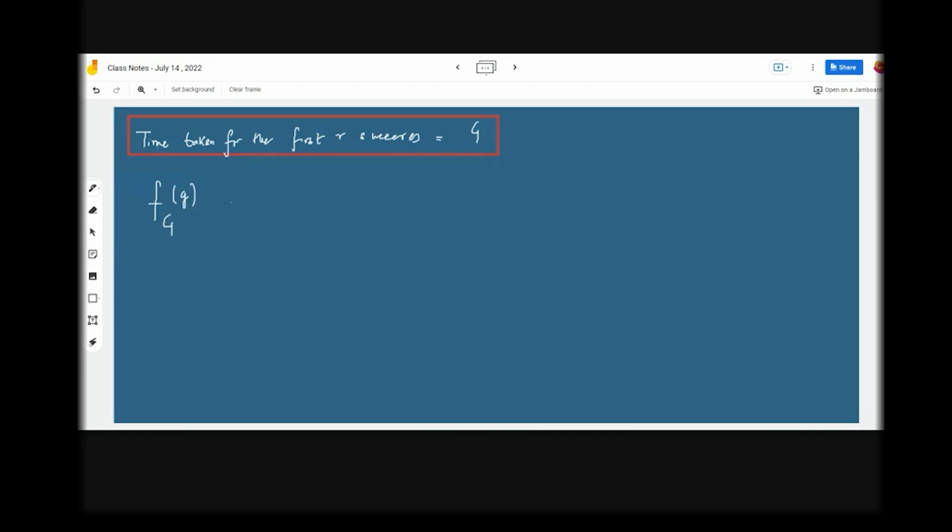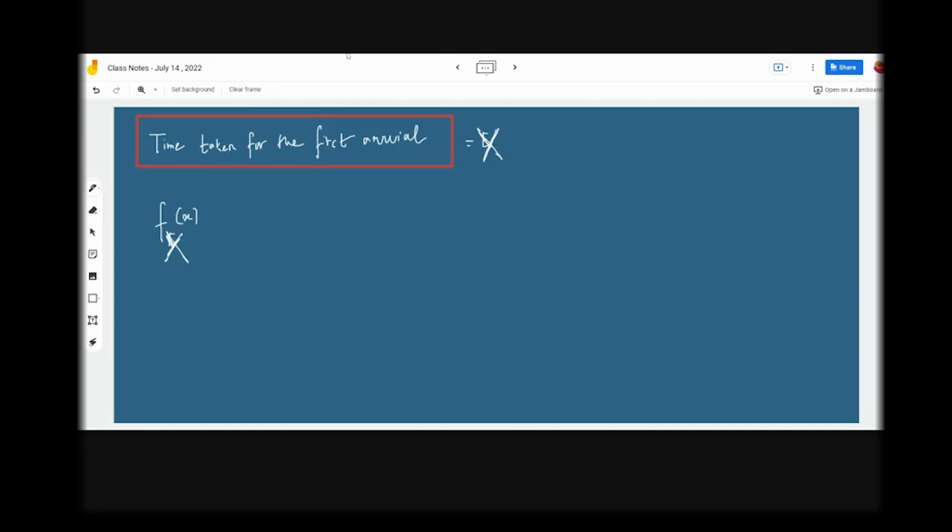So, how will you do this? Let's see. Let's understand this very carefully. Let's take the time taken for the first success, because we will show that the sum of exponentials is gamma in the next classes. So let's take the time taken for the first success, or the first arrival. Let's call it X. Let's find the PDF of X, or the CDF. Let's see what we can find out.